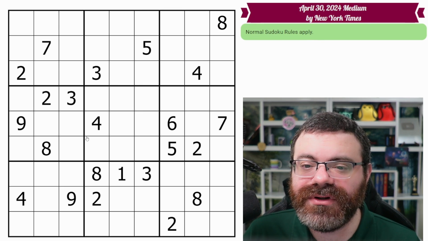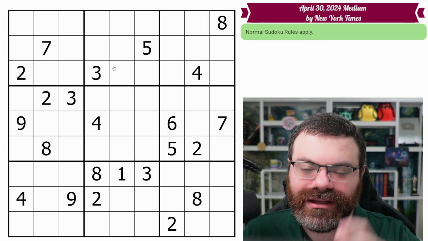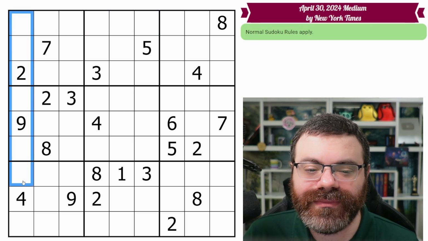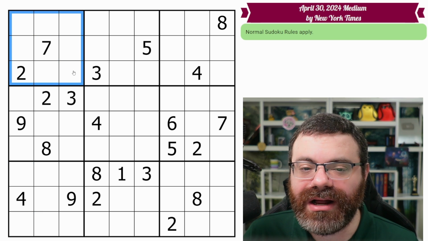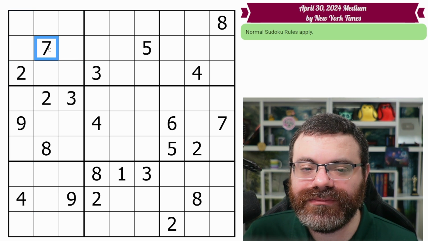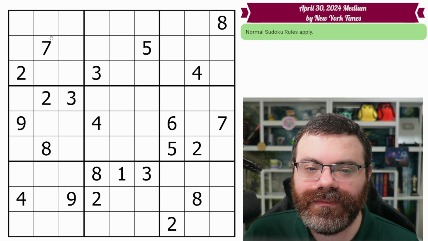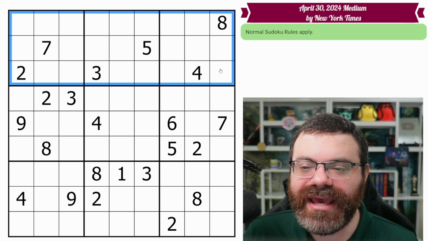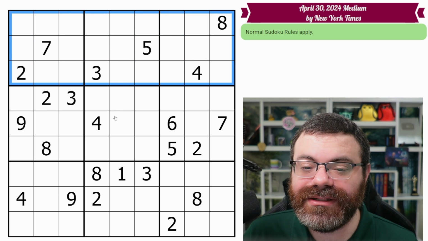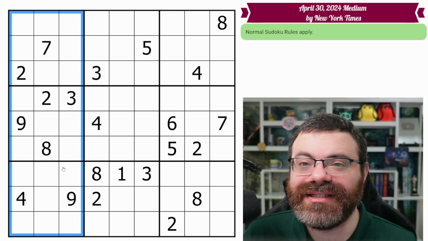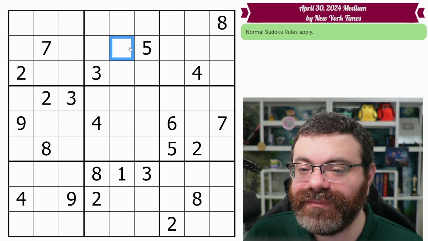So the first step in our systematic method, well, first of all, let's go over some terminology real quick. This is a row, this is a column, this is a box, this is a cell, right? Each individual little thing is a cell. And then this is a band. A row of 3 boxes is a band. There's 3 bands in the puzzle. And a column of 3 boxes is a stack. There's 3 stacks in the puzzle.